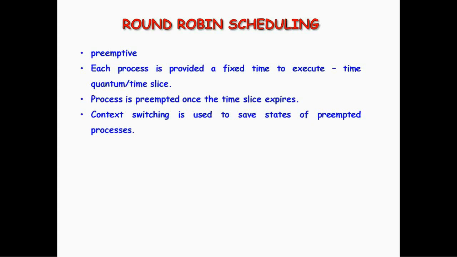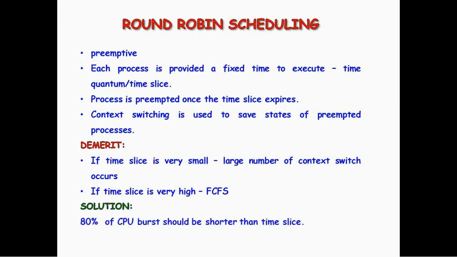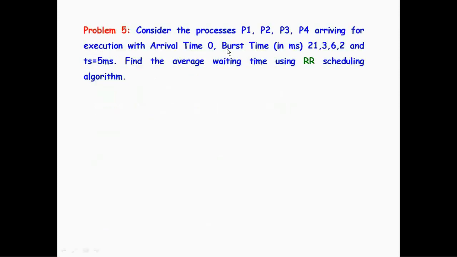Coming to the demerits of round robin scheduling, if time slice is very small, then a large number of context switches occur. If time slice is high, then RR will just work like FCFS. So the solution can be that 80% of CPU bursts should be shorter than the time slice. Let us see how to solve the given problem using round robin scheduling.